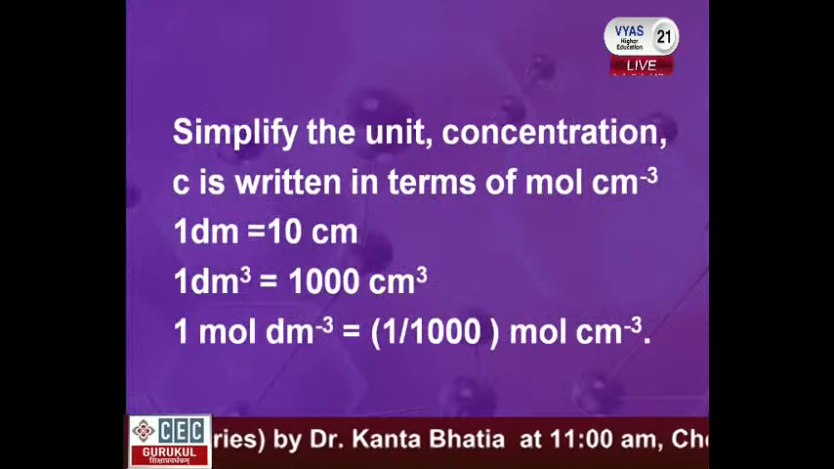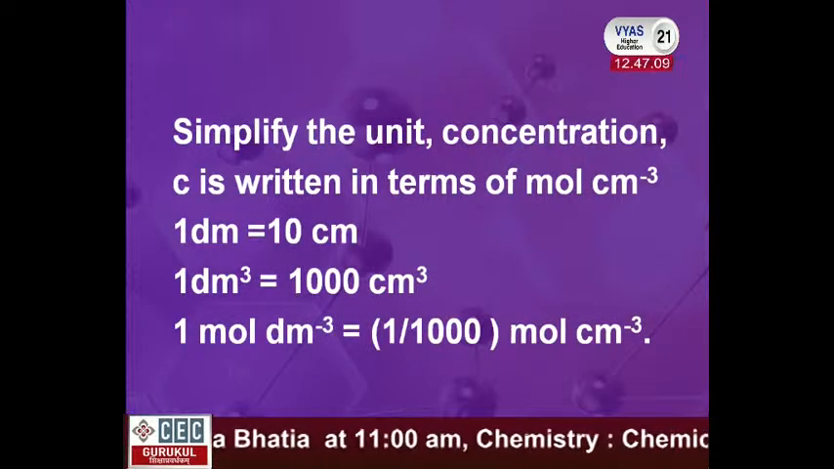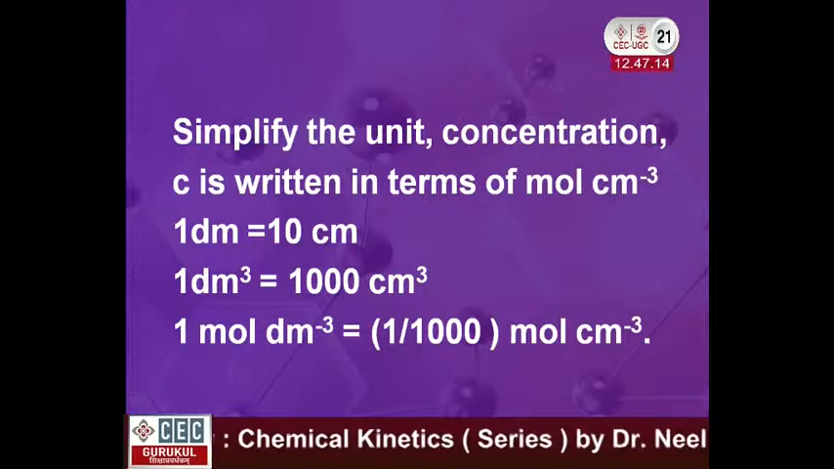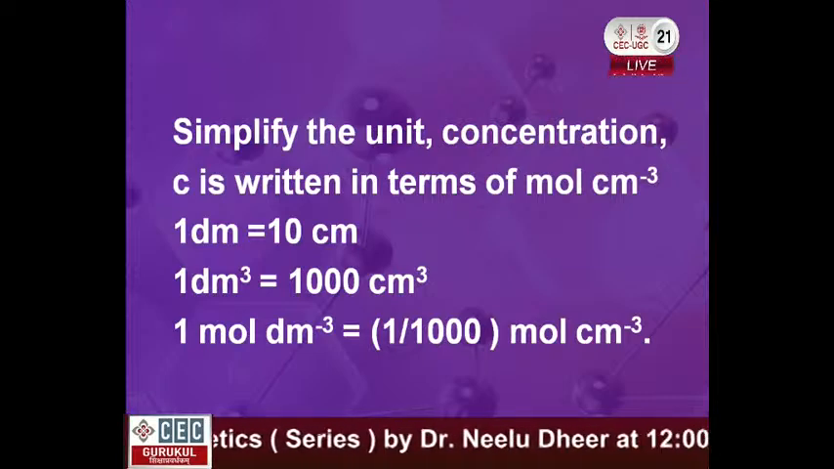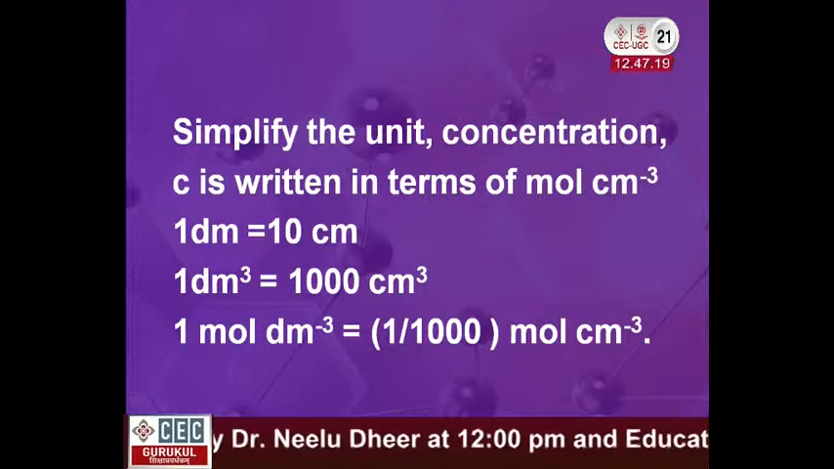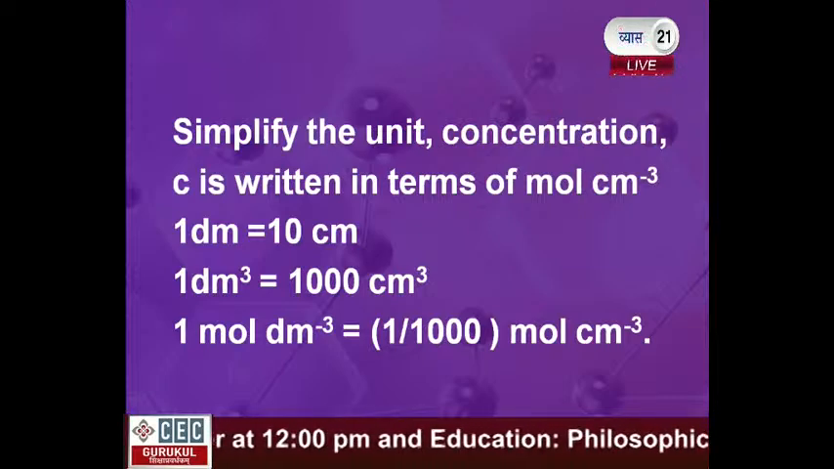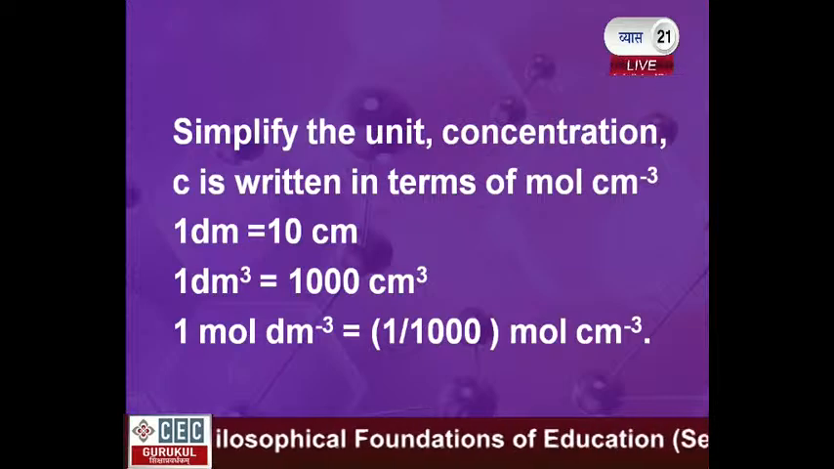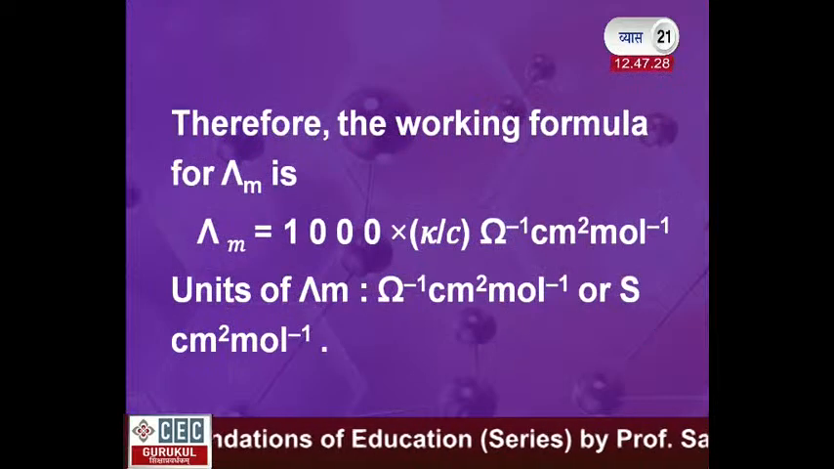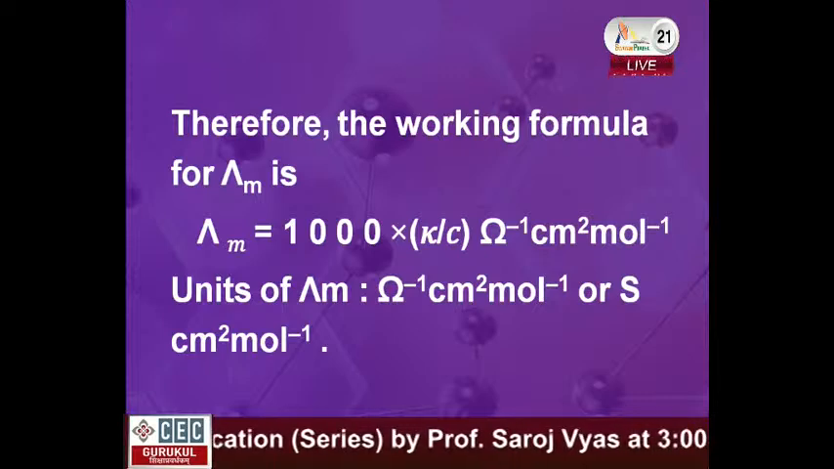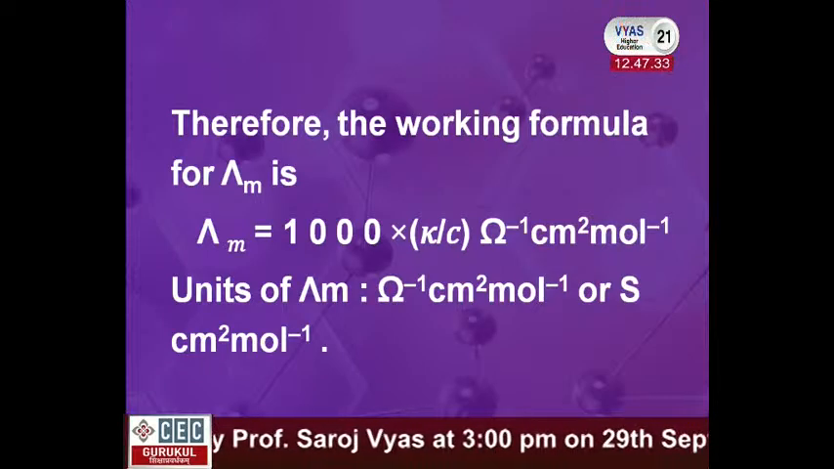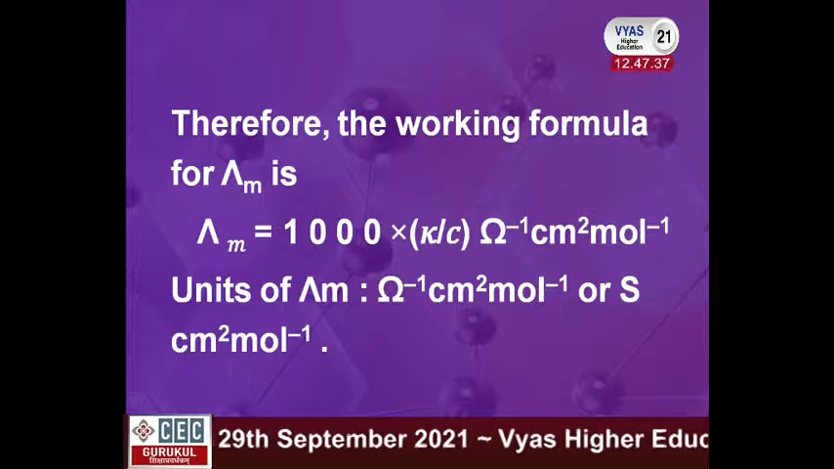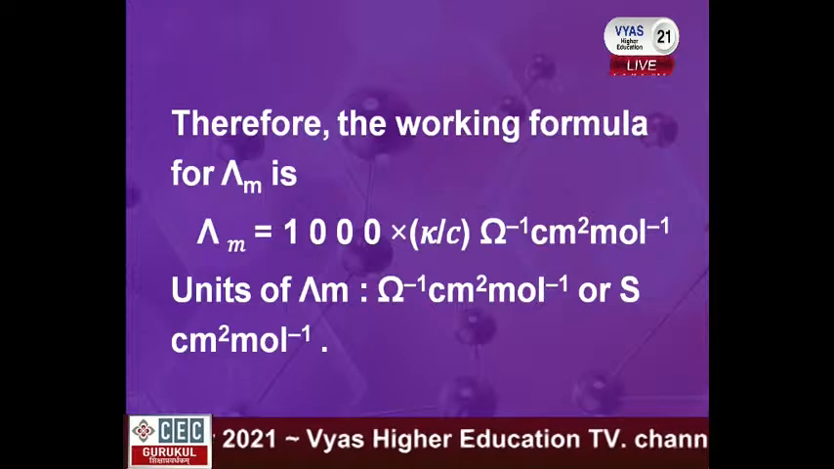decimeter cube. To simplify the units of concentration, C is written in moles per centimeter cube. Again, we need to divide by a factor of 1000, so that we get 1 mole per decimeter cube is equal to 1 by 1000 mole per centimeter cube. Therefore, the working formula now becomes lambda m is equal to 1000 kappa by C ohm inverse centimeter square mole inverse.